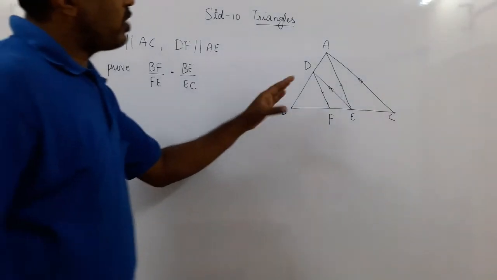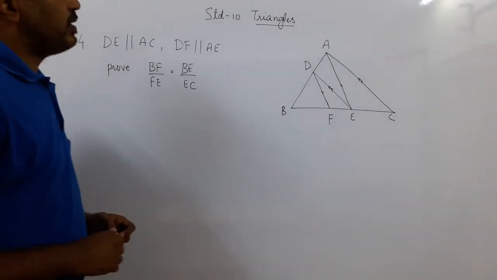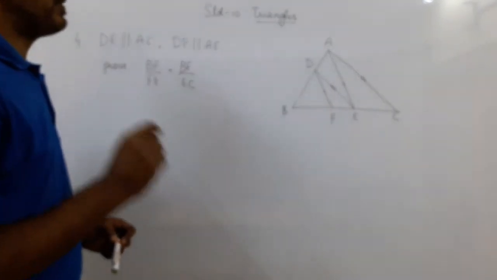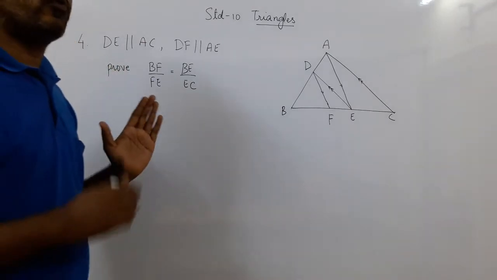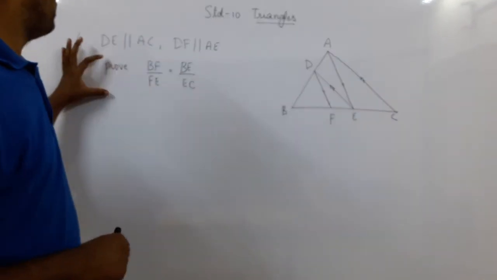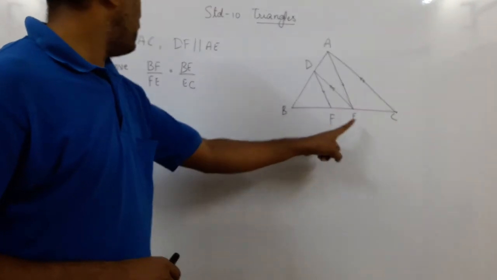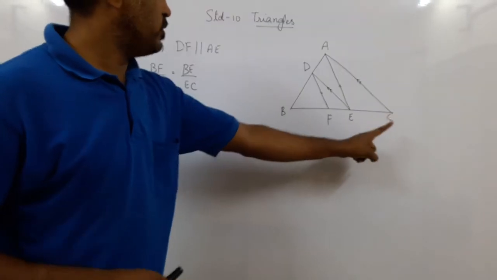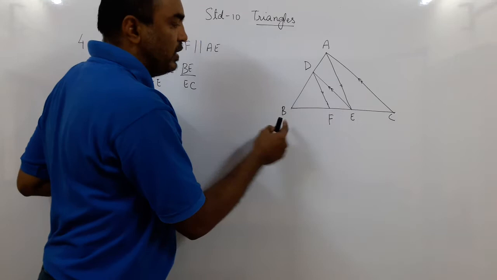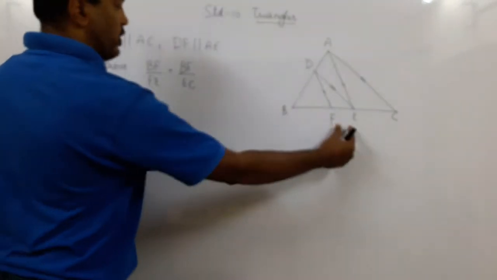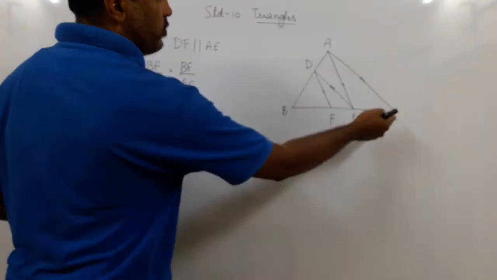So now what will we use? We have got parallel lines, so we should use the basic proportionality theorem. Yes, it's a good thing to do. What we have to prove is BF upon FE equal to BE upon EC. Everything which has to be proved is given on this line only: BF upon FE equal to BE upon EC.